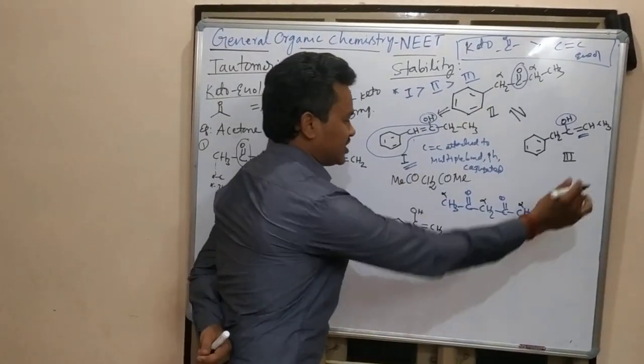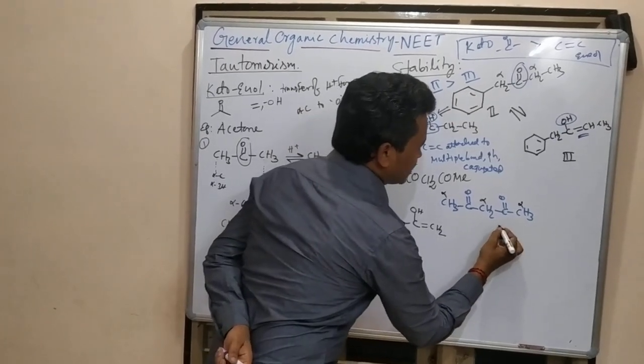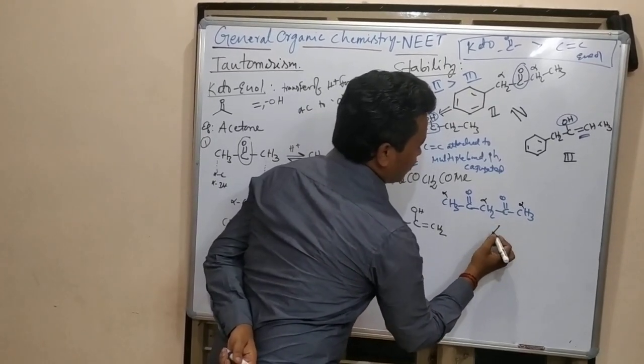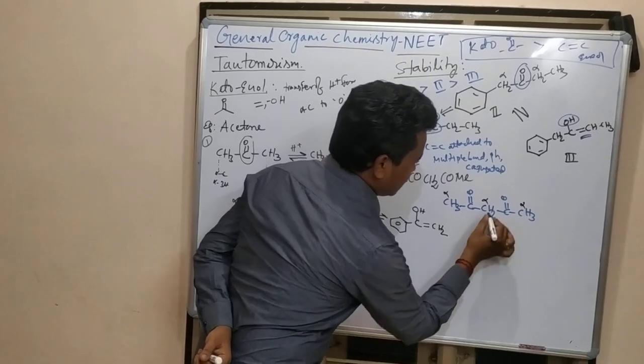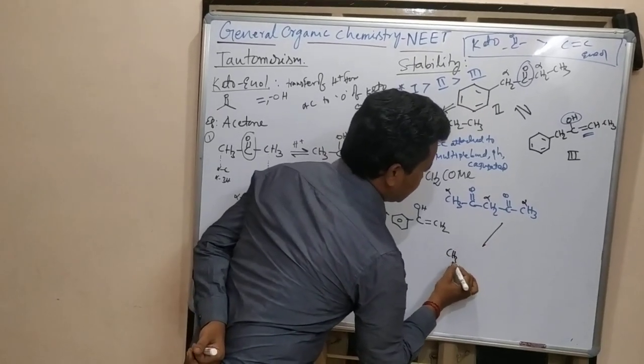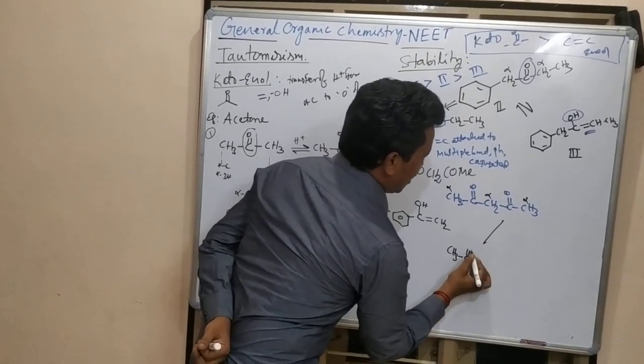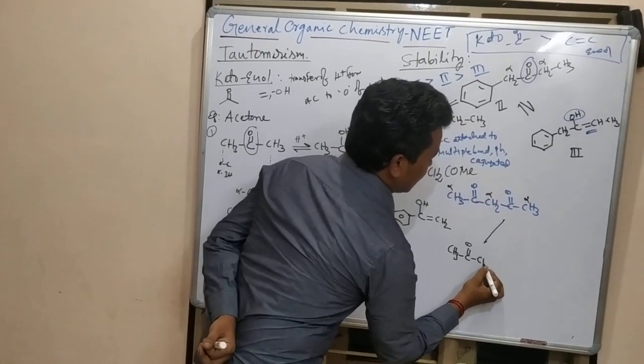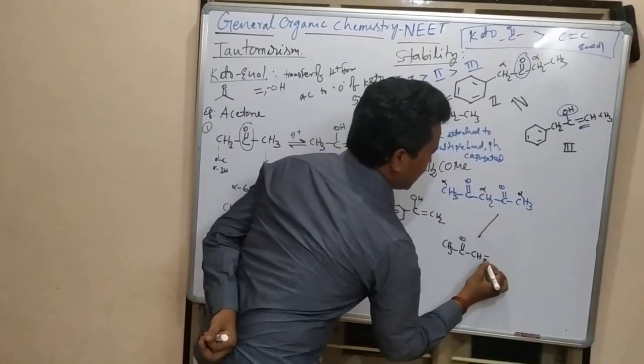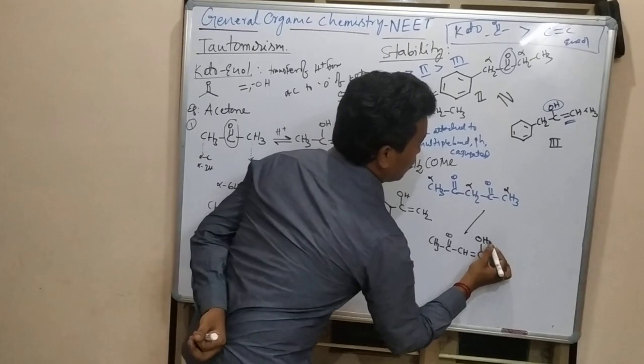So I have two structures. What are the structures? Two forms I can write. What are the two forms I will write? By removing this, I will write CH3 C. I am not going to touch this one. C. This hydrogen is jumping here. Double bond C OH.